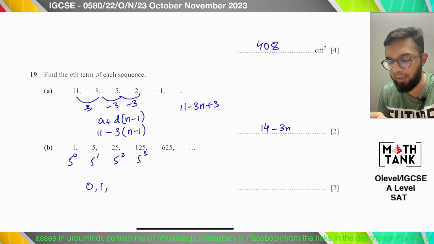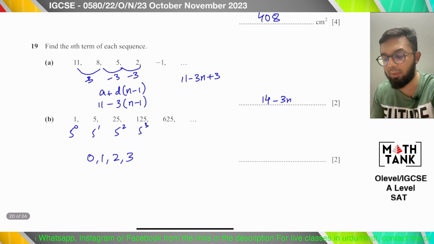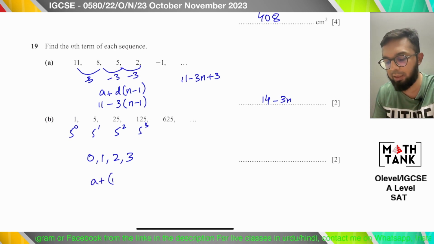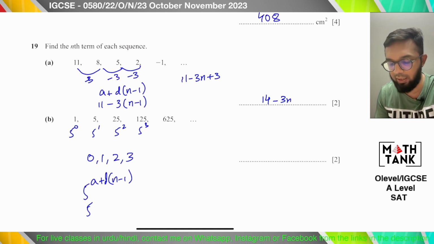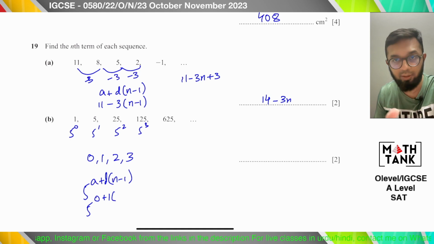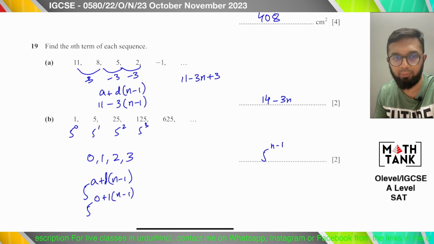What is the sequence in the powers? 0, 1, 2, 3. That's again an arithmetic or a linear sequence. So I'm going to say that's again a plus n minus 1 times d, and to the power of 5. So 0 plus n minus 1 times 1, because the common difference between the terms is 1. So I get 5 power n minus 1.